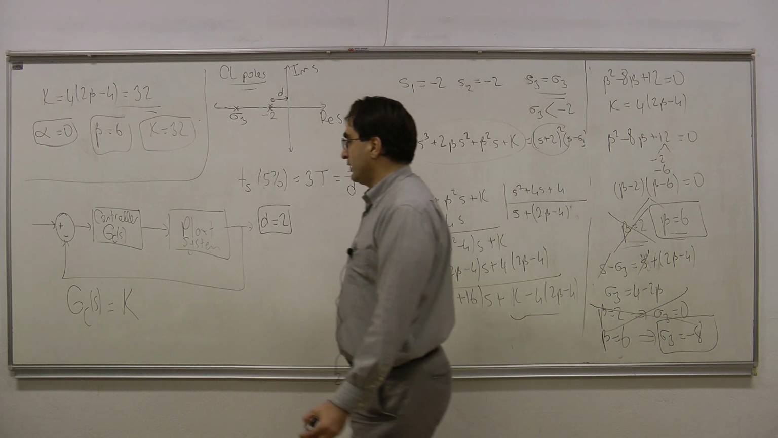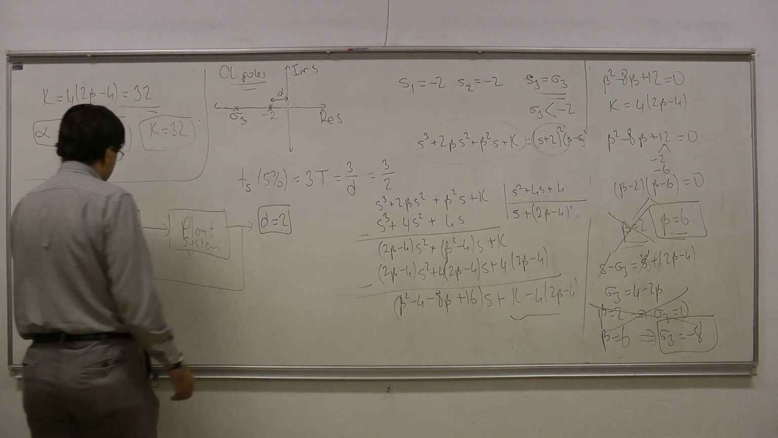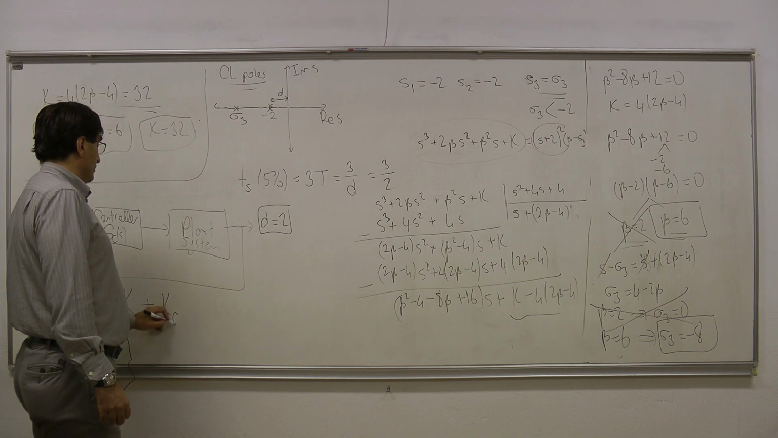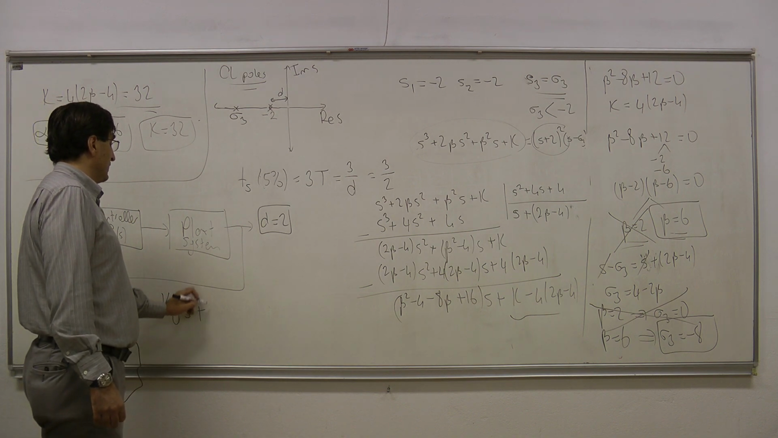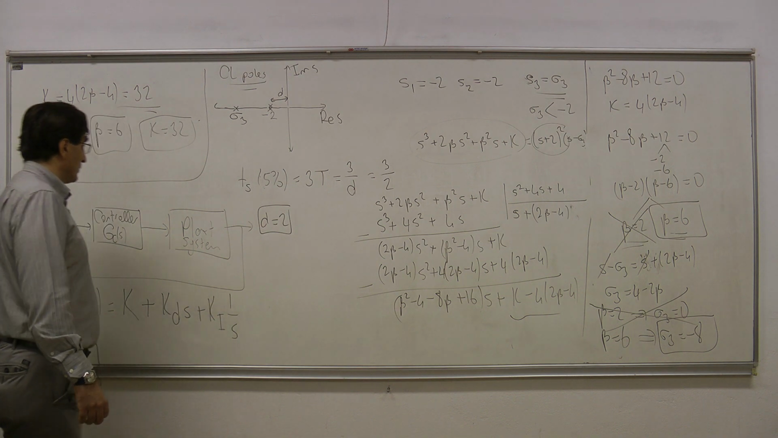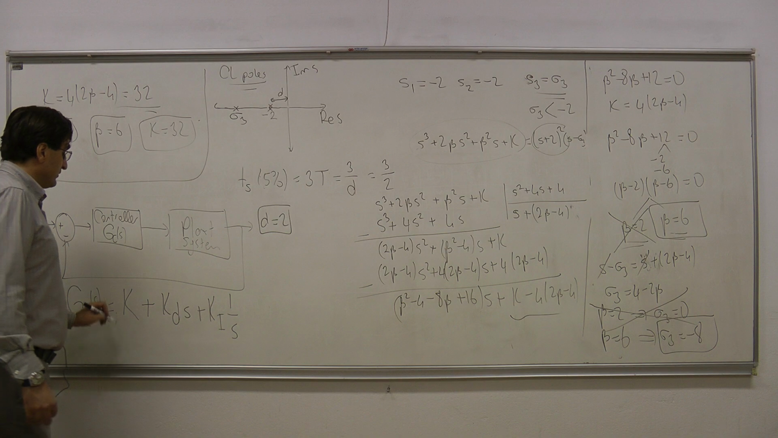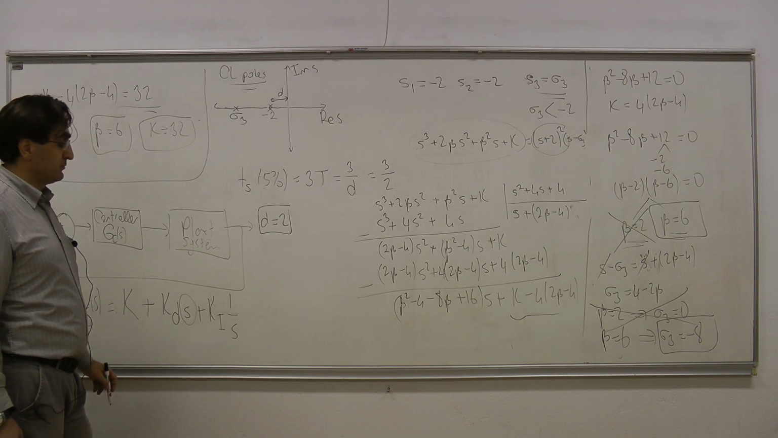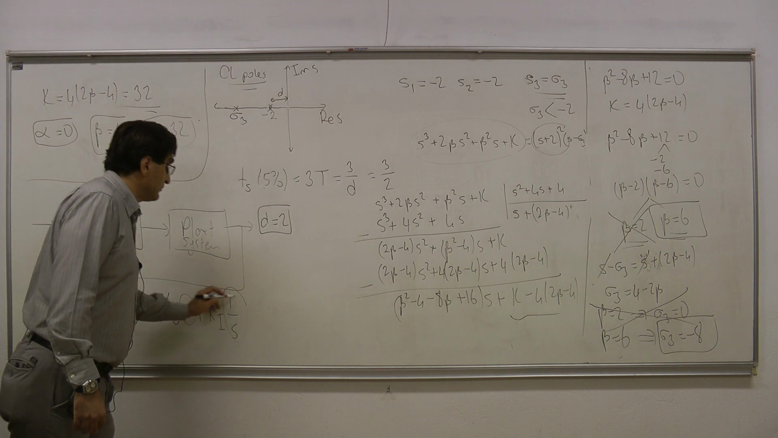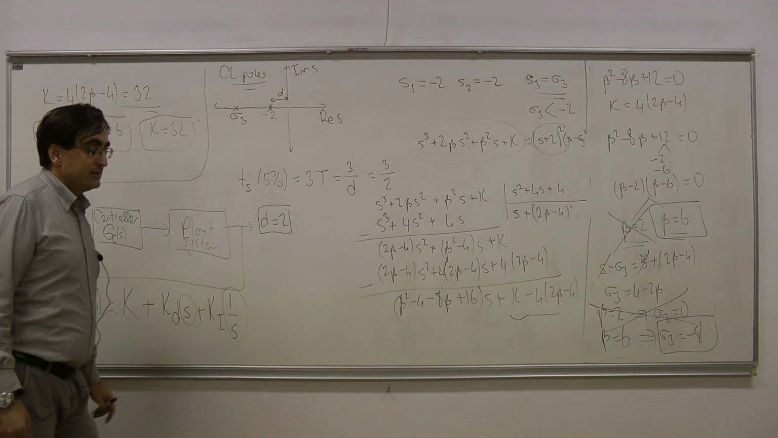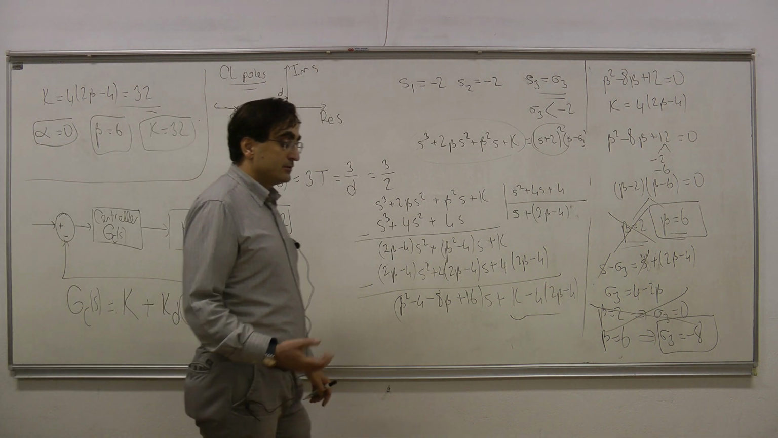So here is what we do. We add 2 more terms in general, and these terms would be KD S plus KI times 1 over S. Okay? So this S term is called the derivative term, and this 1 over S term happens to be the integral term. S in the Laplace domain means the derivative.